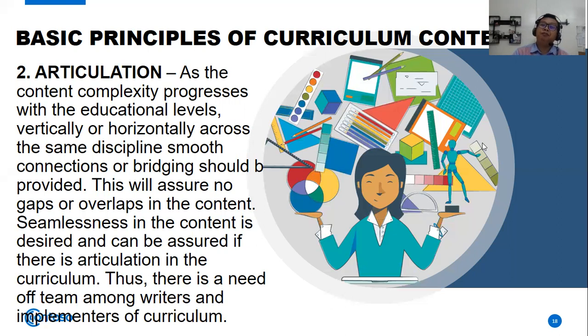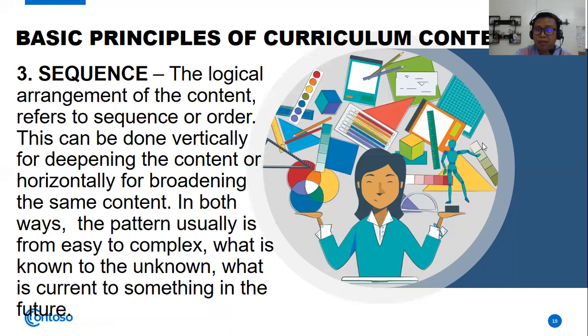Maybe the first 5 rules of subject-verb agreement are in grade 4. And another 5 are added, or 10 in total, in grade 5. So, contents are present in each level, but it differs with complexity or the difficulty. This will assure no gaps or overlaps in the content. This is called a seamless curriculum. So it is seamless if there is articulation in the curriculum. Thus, there is a need of a team of writers and implementers of the curriculum. Third is sequence.